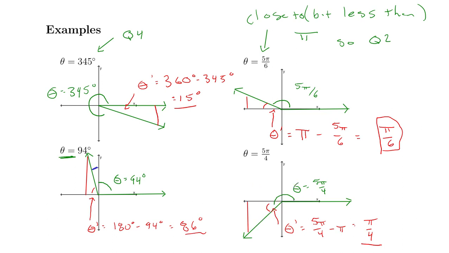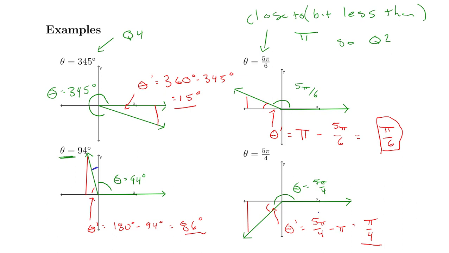Or you can say 5 pi over 4 is bigger than pi, and it's bigger than pi by pi over 4, which is halfway in between pi and 3 pi over 2. So we know it's going to be right here, splitting this thing equally. Our reference angle then is going to be the angle in between 5 pi over 4 and pi. So subtract them, we get pi over 4.